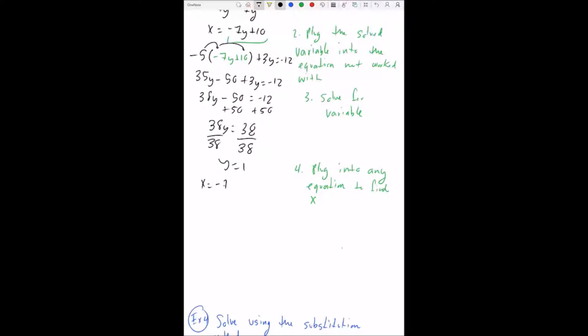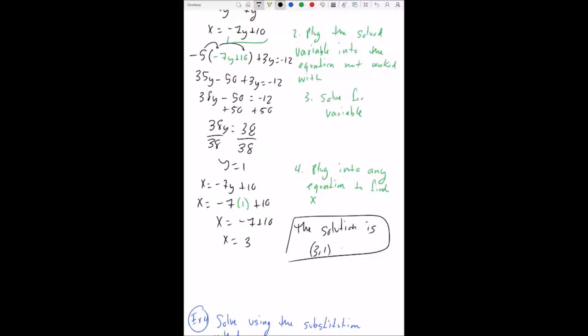So we have x equals negative 7y plus 10, so we have x equals negative 7 times 1 plus 10, so we have x equals negative 7 plus 10, or x equals 3. So the solution is (3, 1).